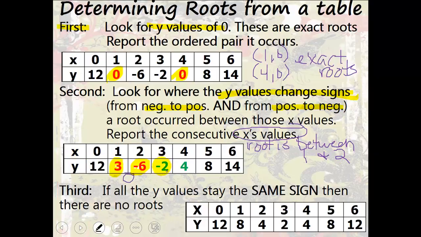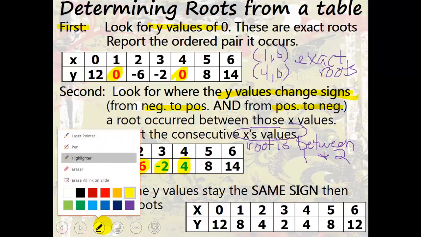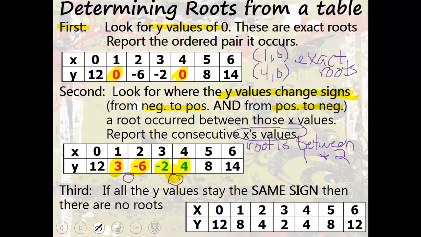Now look at this green situation here too. Notice that this goes from negative to positive. In order for that to happen, what did the y value have to cross through? A 0. So we would say the root is between 1 and 2 and 3 and 4. Again, when you're estimating, you look at the y values, but you report the x values. Third situation is if all the y values stay the same.